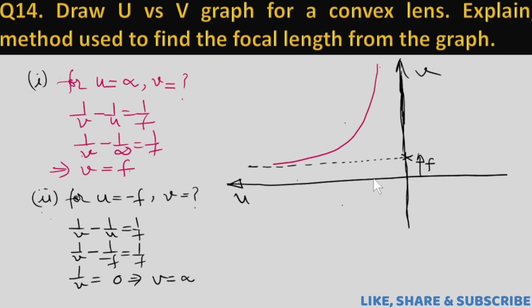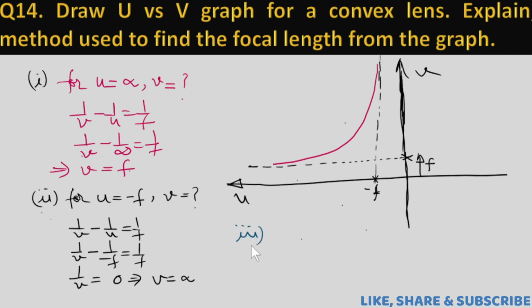So this is the point u equals to minus f. Draw a line parallel to the v axis, and this has to be an asymptotic line for this curve. Other important point is, draw a line.